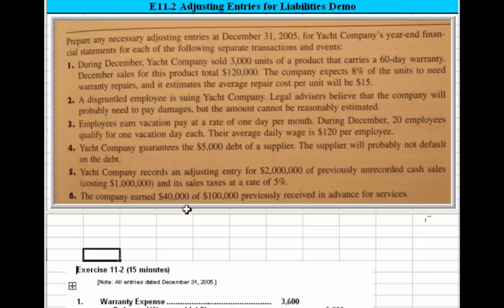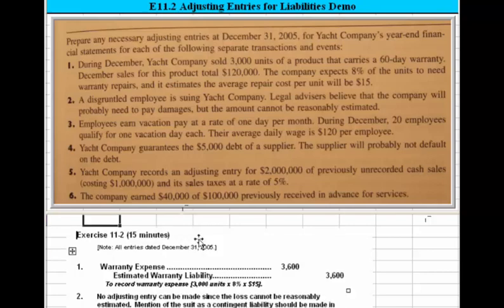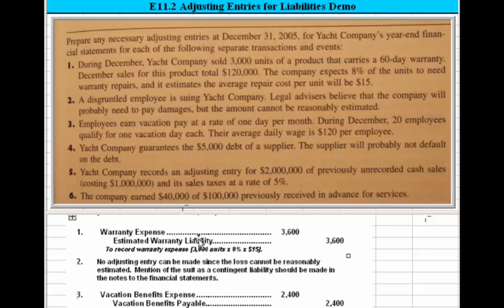A disgruntled employee is suing the company. Legal advisors believe that the company will probably need to pay damages, but they can't determine the dollar amount. Okay, well, for number 2, the answer appears in front of you. There's no adjusting entry that can be made because the loss cannot be reasonably estimated.